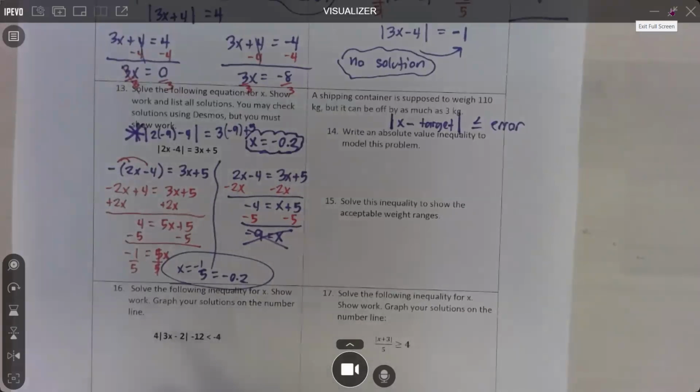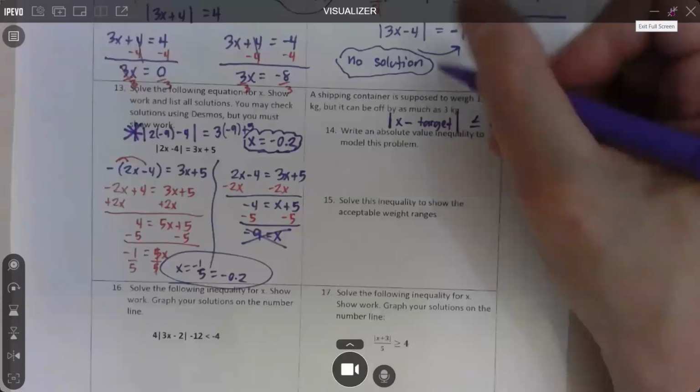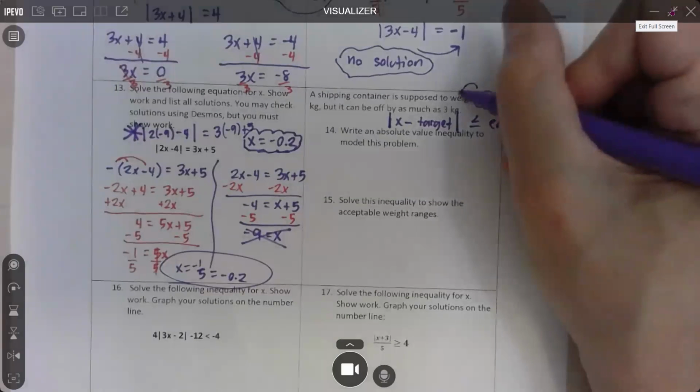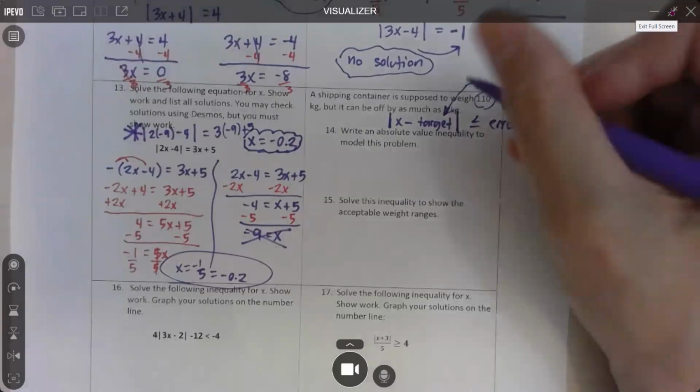tolerance, I should say. So in this case here, what's your target weight? Well, that's 110. That's going to go right there. Your error, and I just covered it up.